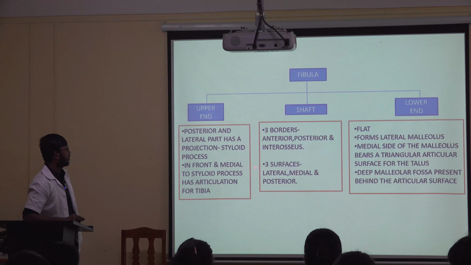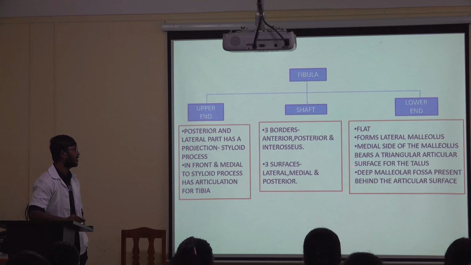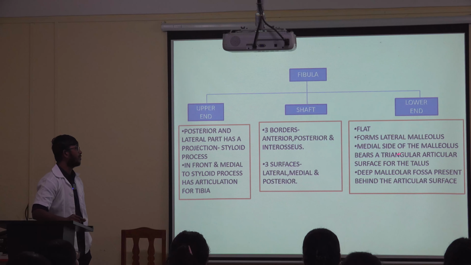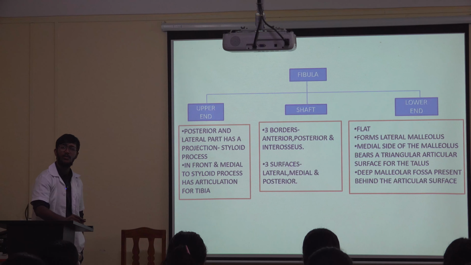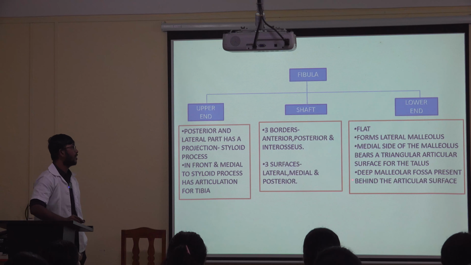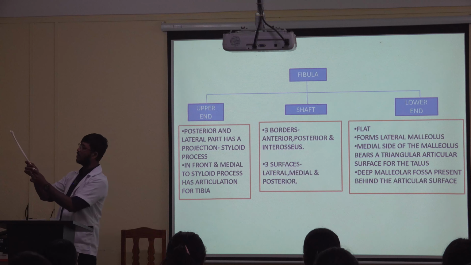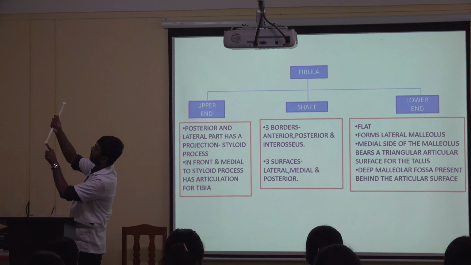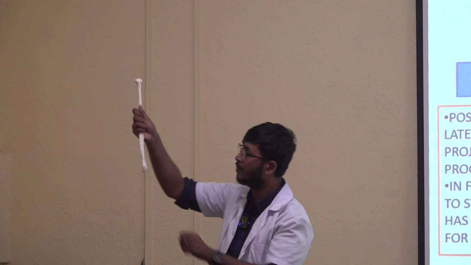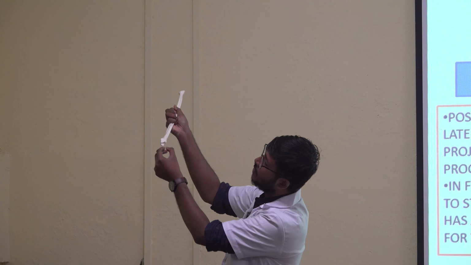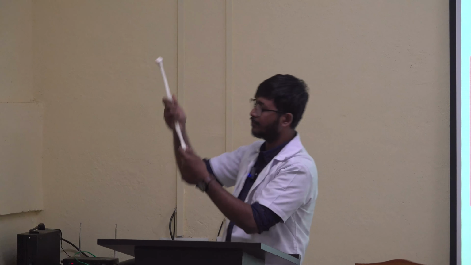Okay. So the three surfaces are lateral, medial and posterior, and the lower end is flat, and laterally we are having the lateral malleolus. Just medial side of the malleolus, it bears a triangular articular surface for the talus. Talus is part of foot. And deep malleolar fossa is present just behind the articular surface. So this is the facet for talus. The talus bone attaches here and forms the ankle joint. And just behind it, this fossa is the deep malleolar fossa.